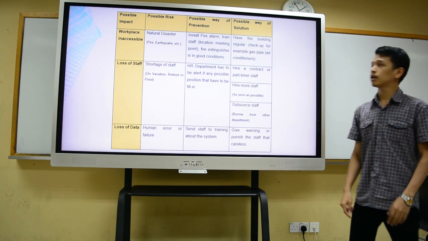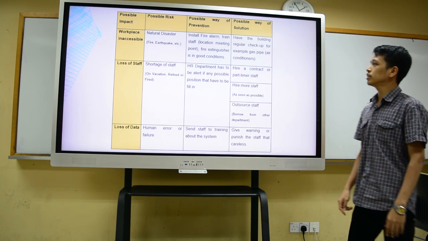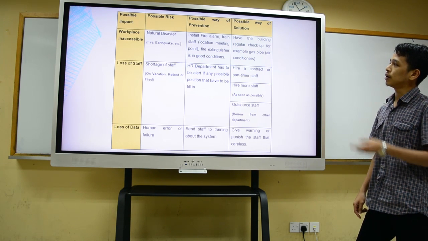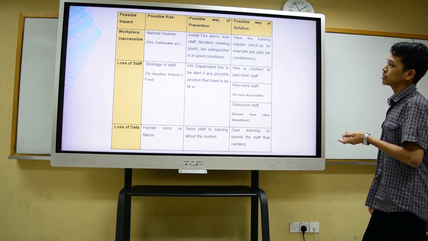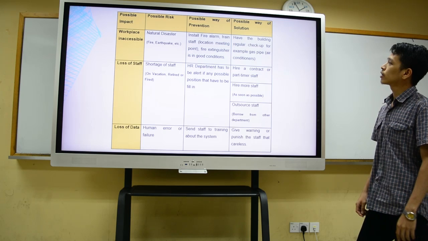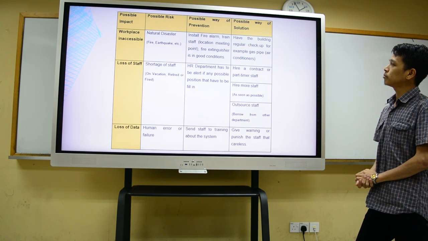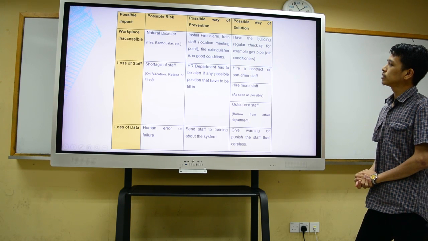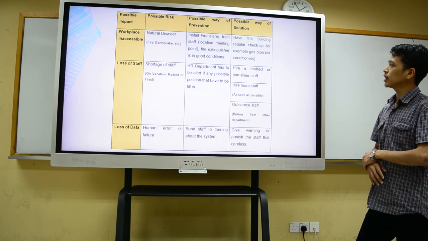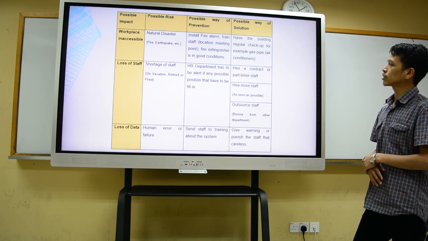Okay, first is about workplace inaccessible. First is possible risk with natural disasters such as fire, earthquake, and many more. Okay, to prevent it from happening, we need to install a fire alarm, train staff, locate a meeting point, and keep the fire extinguisher in good condition.